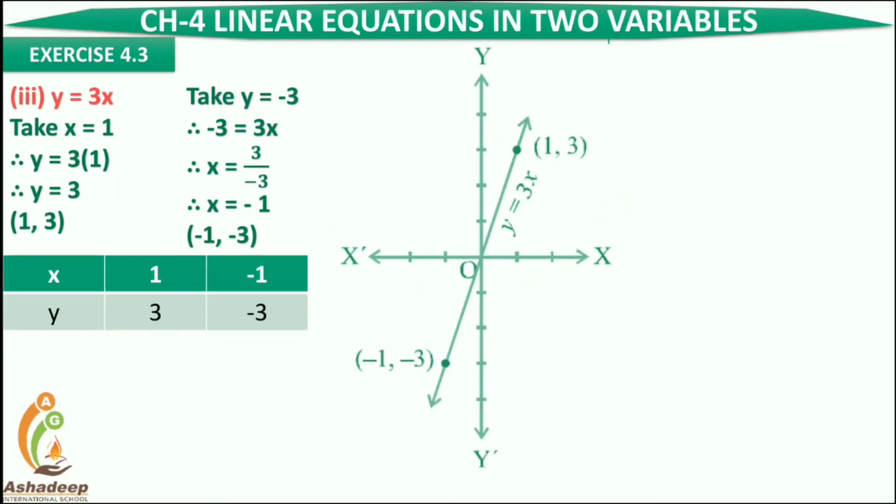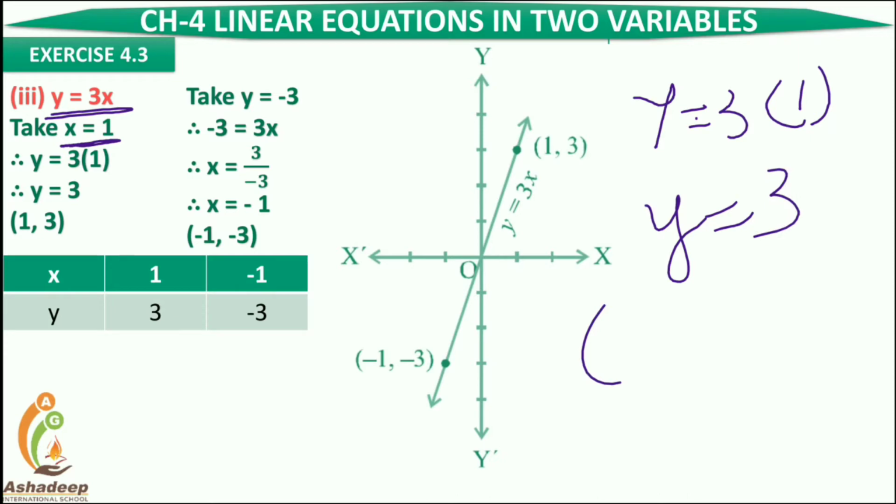Now question number 3, that is y is equal to 3x. I'll take x is equal to 1 in the first case. See, y is equal to 3x. But instead of x I put the 1. So therefore y is equal to 3. We'll take x is equal to 1 and we'll get y is equal to 3. So that is our first point.